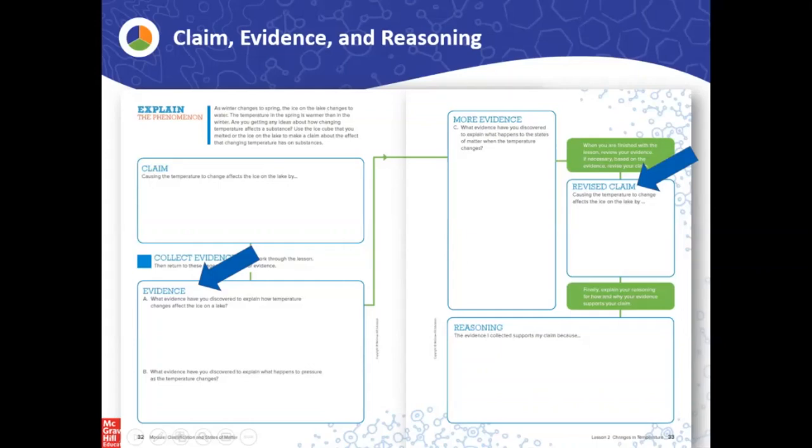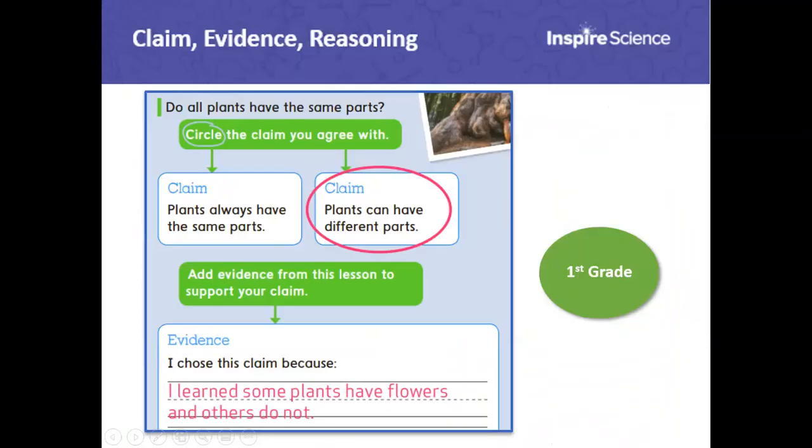So that blue box is the key to claim, evidence, and reasoning in Inspire Science. Wherever you see that, it's time to revisit our thinking. And notice that revised claim. Just like we're revisiting our thinking with the probes, we're revisiting our thinking with claim, evidence, and reasoning. Because that initial claim, just like the probes' initial claim, may be wrong. In fact, most likely, it'll probably be a little inaccurate. Let's revise it over time and revisit our thinking.